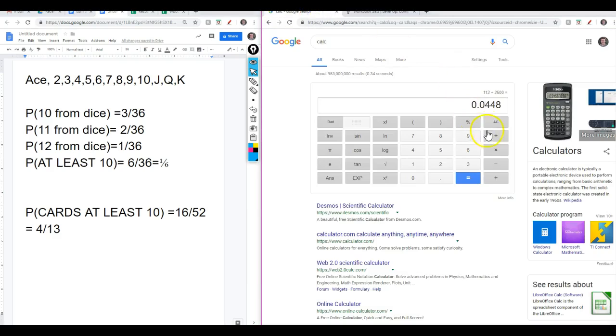So it says which option has a better chance of obtaining a value of at least a 10. So let's compare decimals. So 1/6 is equal to 0.166, so pretty much 16.6%, or right about 17%. And 4 out of 13 is 0.31, so 31%. So is 31% better than 16%?